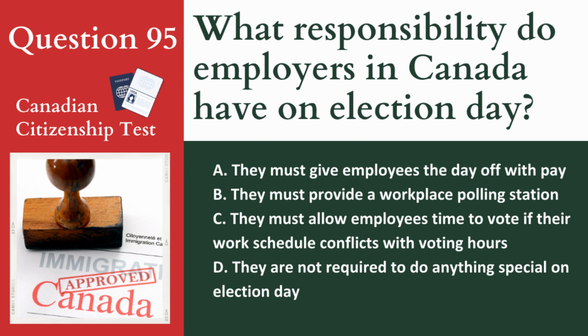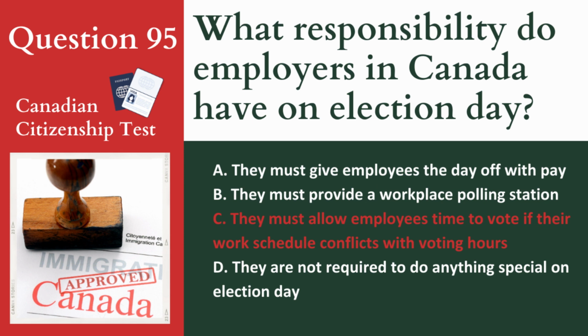A. They must give employees the day off with pay. B. They must provide a workplace polling station. C. They must allow employees time to vote if their work schedule conflicts with voting hours. D. They are not required to do anything special on Election Day. Answer. C. They must allow employees time to vote if their work schedule conflicts with voting hours. By law, employers must ensure that employees have 3 consecutive hours to vote on Election Day.